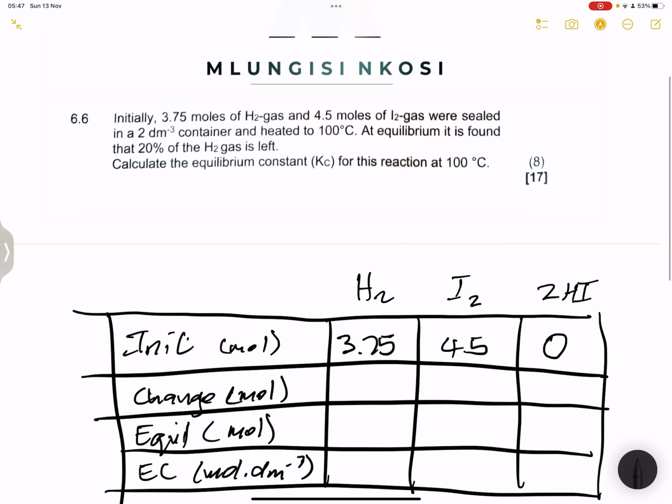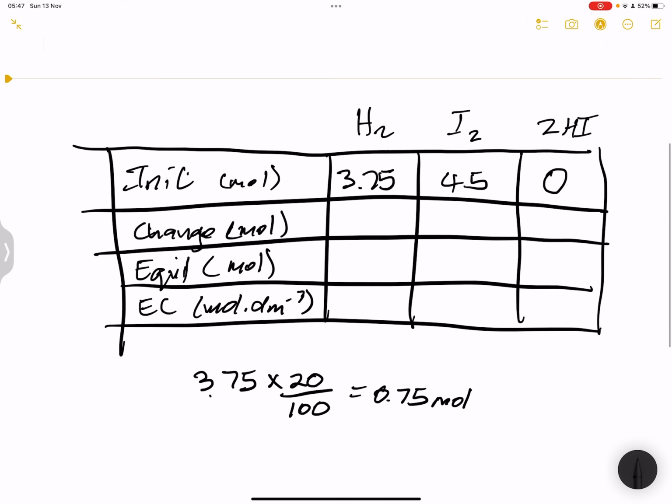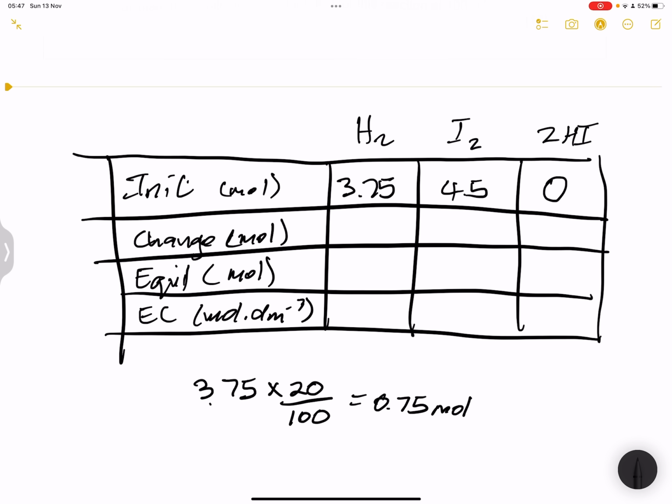They said 20% of hydrogen is left. So sometimes they may say 20% of hydrogen, in this case, was used during the reaction. In that case, you would put it as part of the change in moles, but this time around, they specifically said it was left. So that means this value would go at equilibrium. So just be careful of the language there.